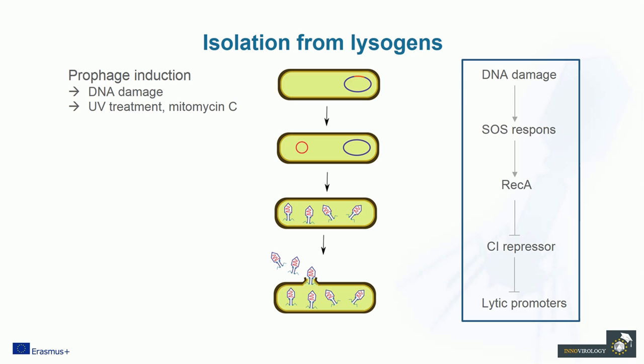This prophage can be induced and thus liberated from the host chromosome via DNA damage, as this will result in an SOS response activating the RecA protein. This protein will repress the CI repressor that normally blocks the lytic promoters. By interrupting this repressor, the lytic promoters are expressed and the prophage can leave the bacterial chromosome. Common methods to induce DNA damage are, for example, UV treatment and the addition of mitomycin C.